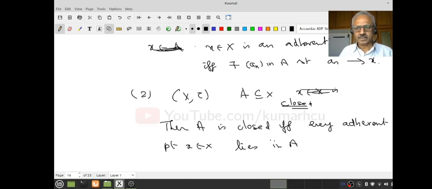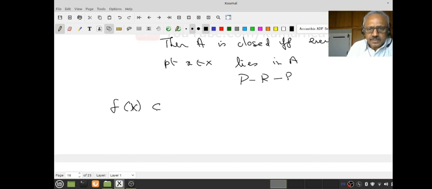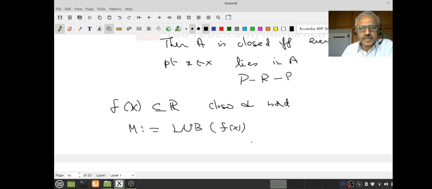Pause, review, proceed. If you have forgotten, please stop and revise these two statements. Now come back. So I have f(X), which is a compact subset of R, therefore it's closed and bounded. And my M is the LUB of this set. Since M is the LUB of this set and this set is closed and bounded, I know M has to be in f(X).